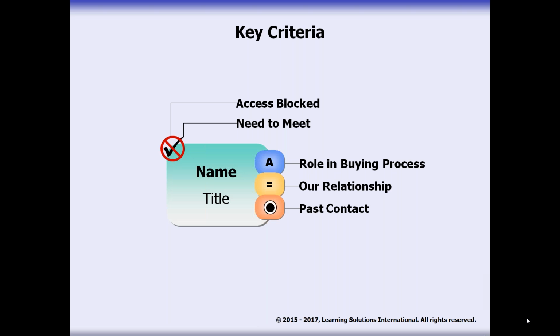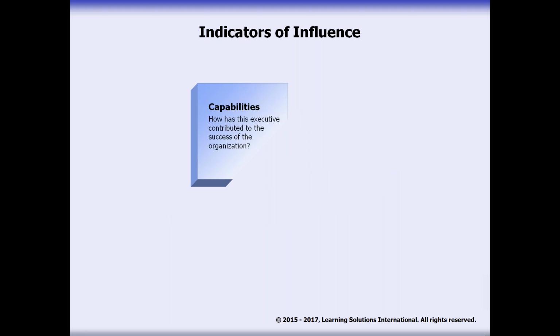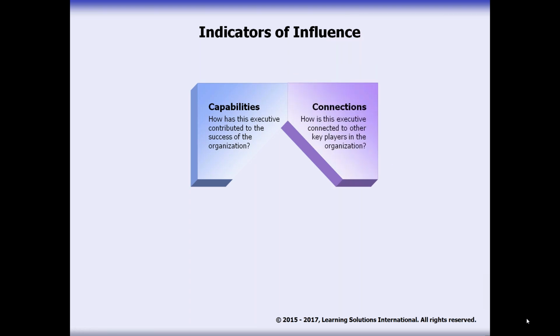Now, when we look at influence and how people of influence are created within the client organization, or how do you identify the factors or indicators of influence, here's what you have to look at as we look at different key players. And these are what I call the indicators of influence, the building blocks of influence. Capabilities. How has this executive contributed to the success of the organization? What capabilities have they demonstrated? Secondly, connections. Who are they connected to? You often see that key players are connected to other key players of influence within the client organization.